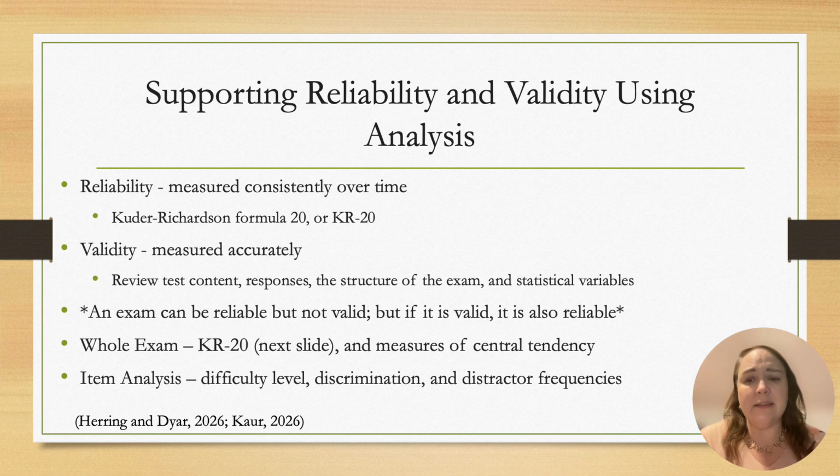These values actually interact with each other. So if we have a mean that's higher than the median, then that means that our scores are positively skewed. If the mean is lower than the median, then that means our scores are negatively skewed. So there's a relationship between these values.